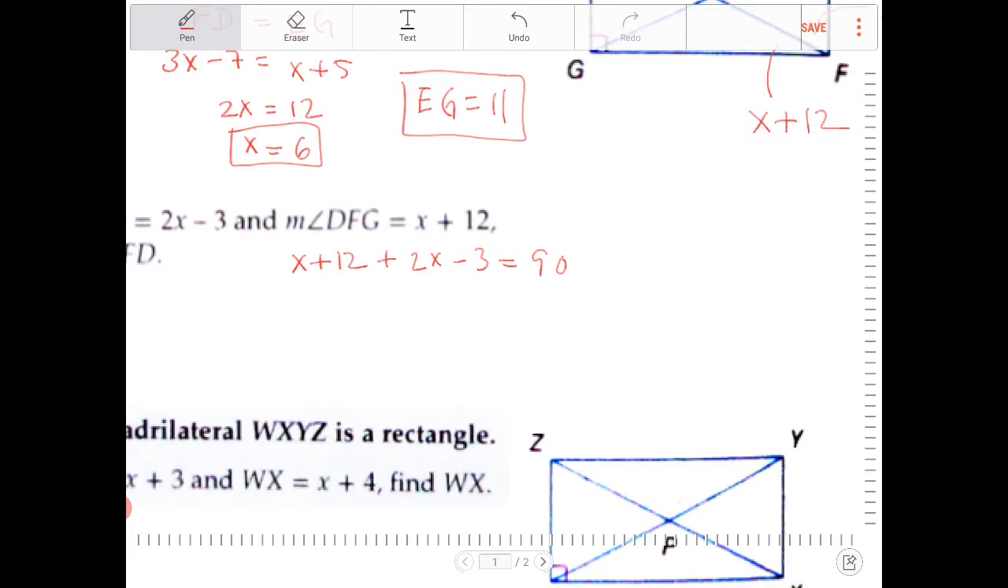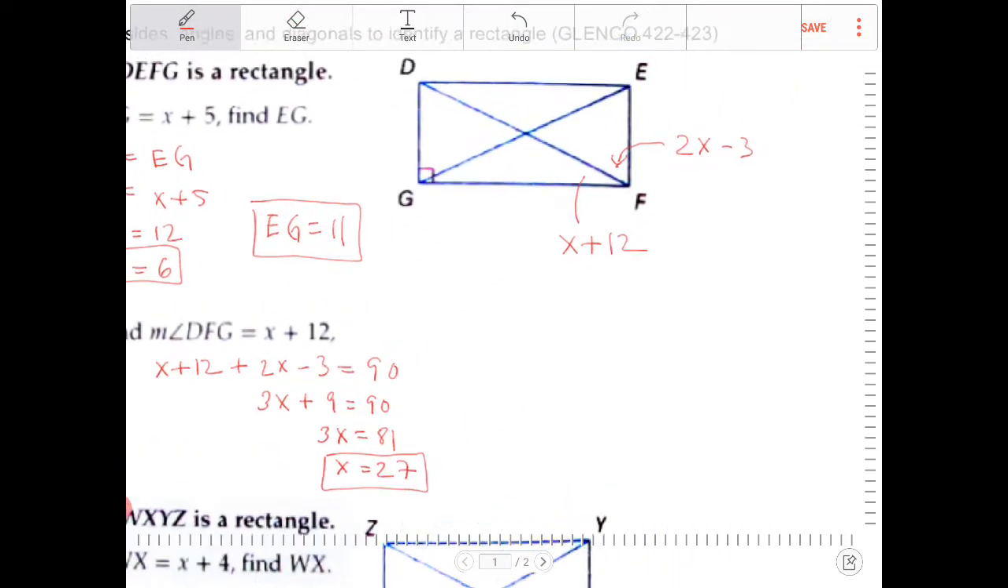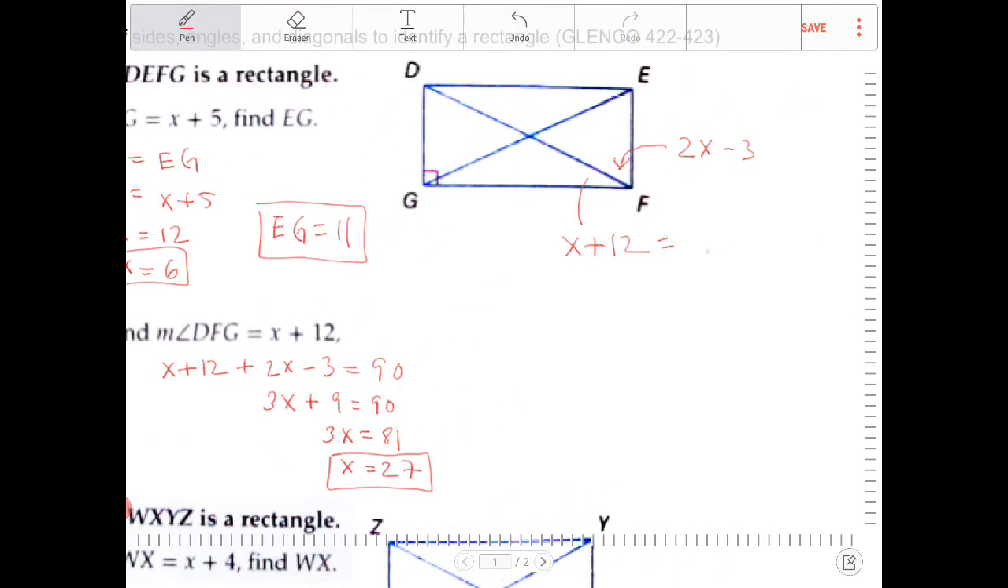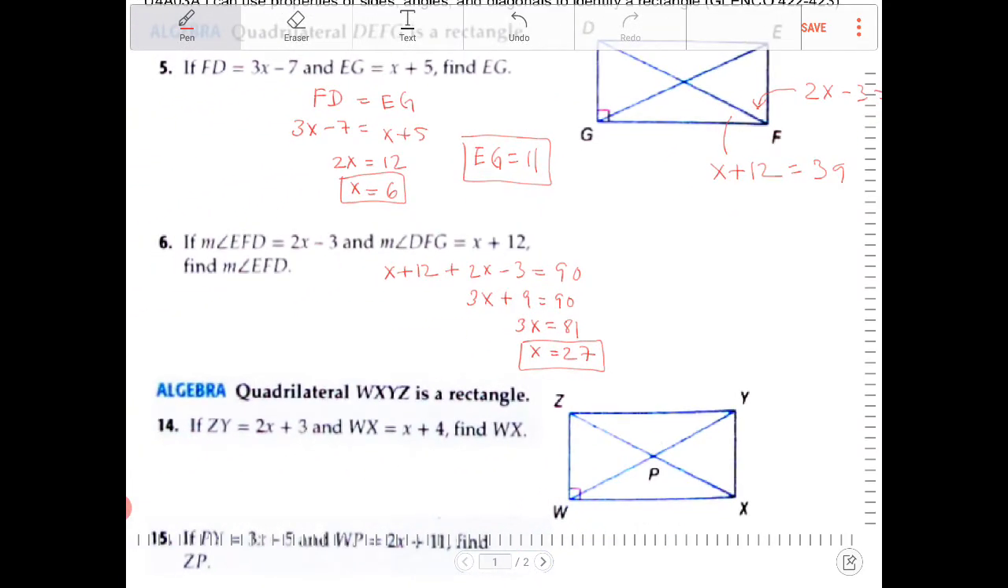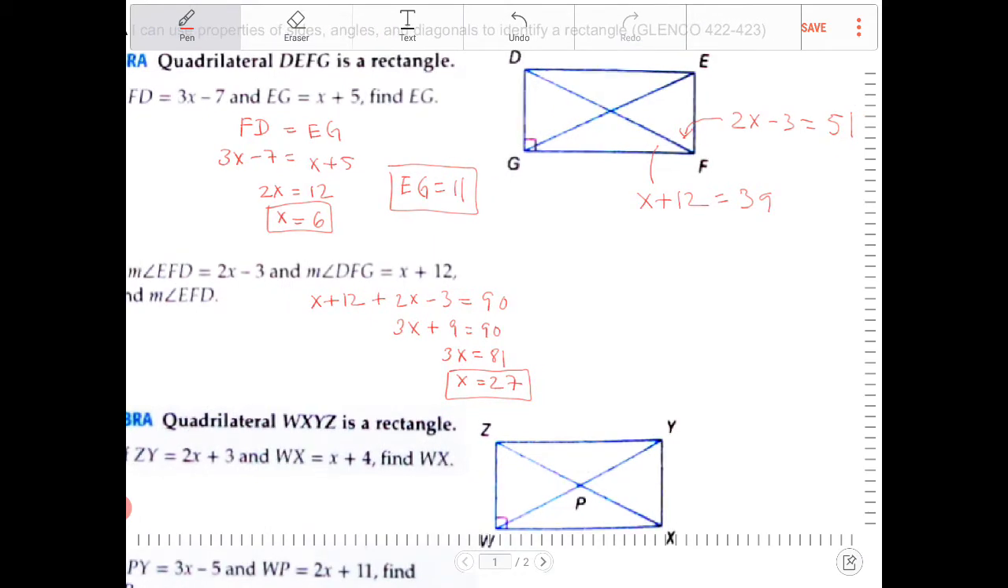So then I can combine like terms to make 3x plus 9 equal to 90. Subtract 9 from both sides, I get 3x is equal to 81. Divide by 3, I get 27. So since x is equal to 27, I can substitute this back in here, and I will end up with 39. And this will be 51. So the answer to EFD is 51. Angle EFD is equal to 51.